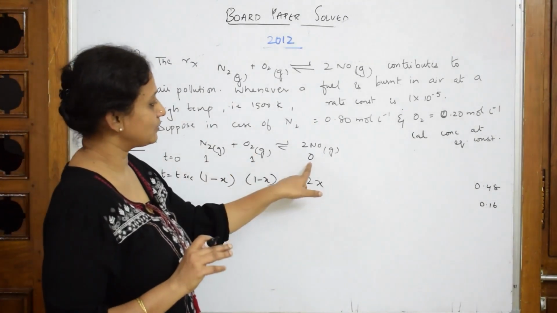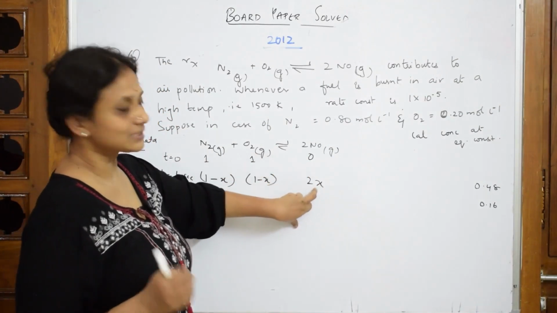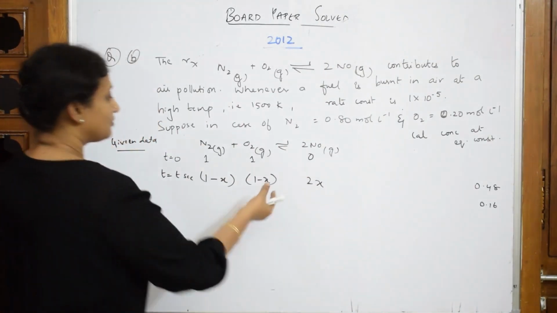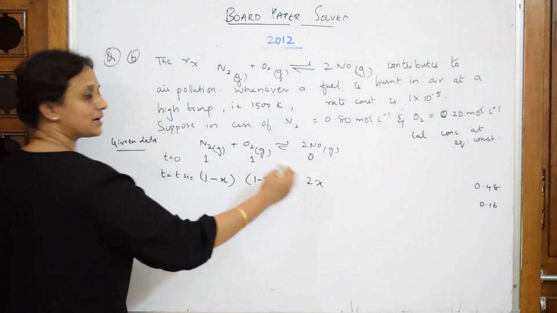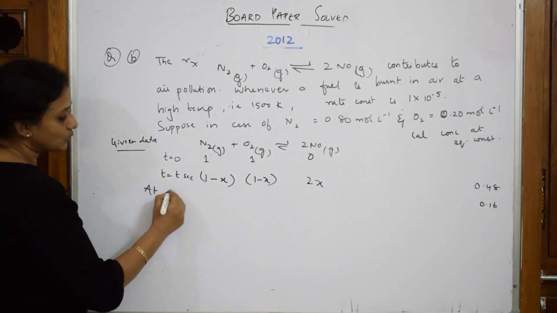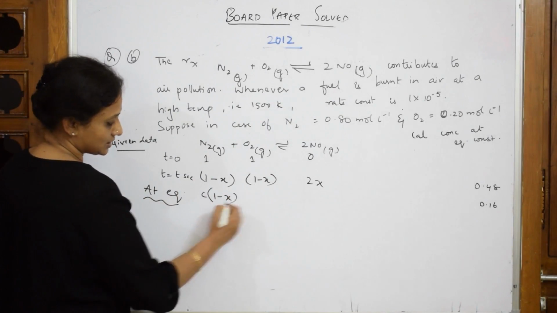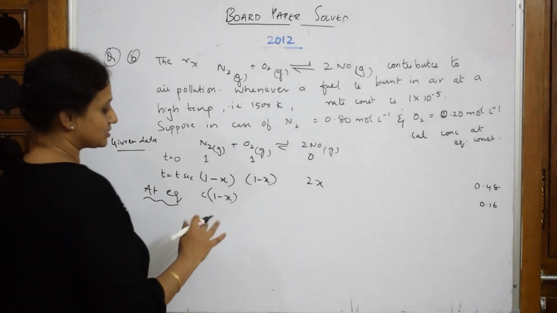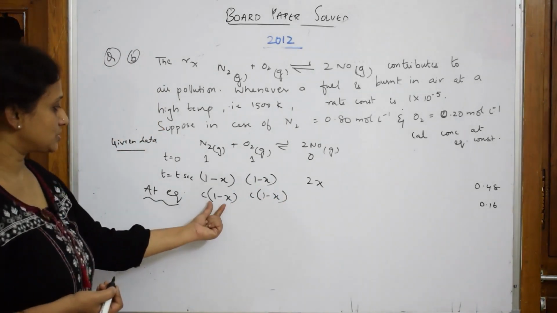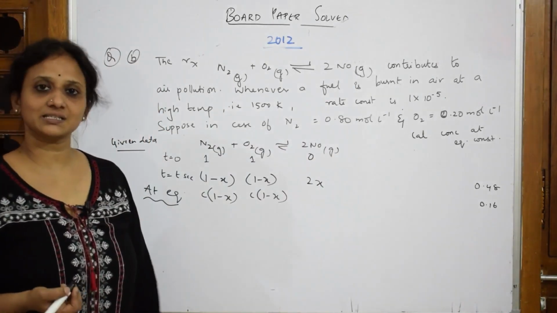The initial is 1, this is also 1, and when T is equal to 0, this is obviously 0 because it has not formed. Then as the reaction proceeded, I am considering a part of the product as X, which is 2X moles. Now X part has already decomposed, and the leftover part is N2. Now at equilibrium, the concentration is C into 1 minus X, and this also becomes C into 1 minus X. I have to find the equilibrium constant.